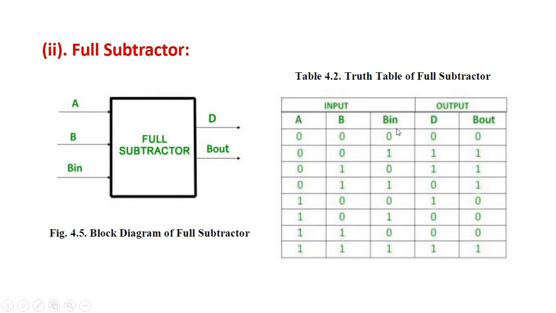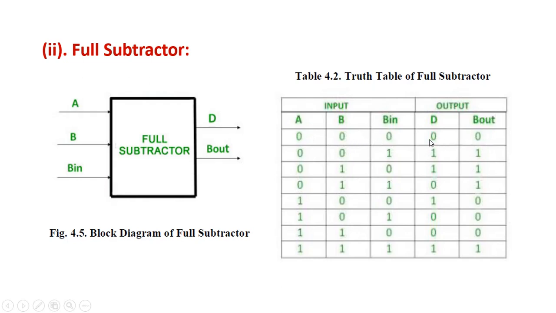A, B, B in. Remember that here we are subtracting A minus B, then minus B in. So first we will carry out the subtraction between A and B, and whatever result we get, we will subtract B in from that. So suppose here A is 0, B is 0. So 0 minus 0 will be 0, 0 minus 0 will be 0.